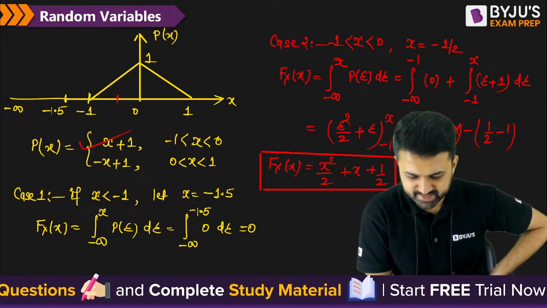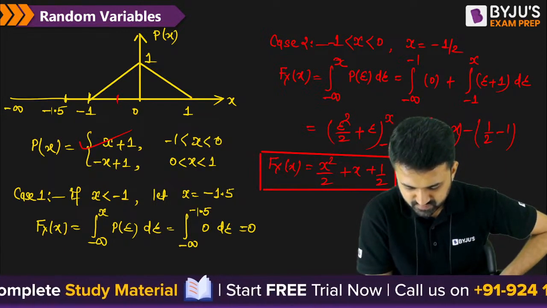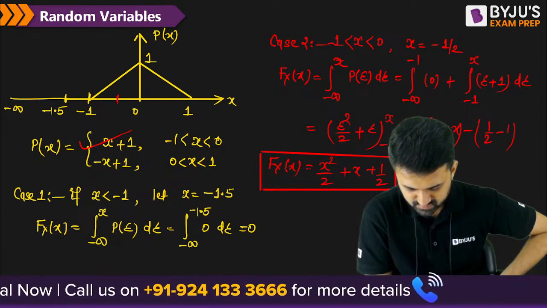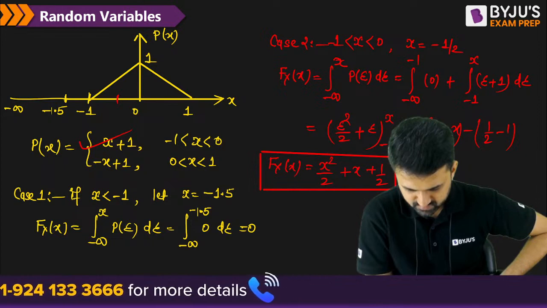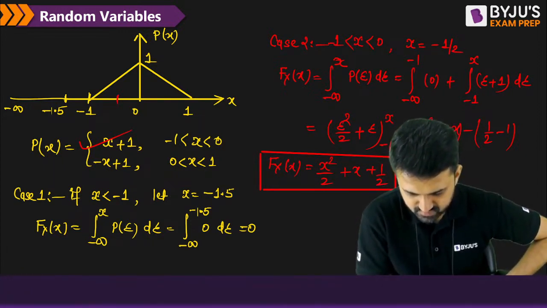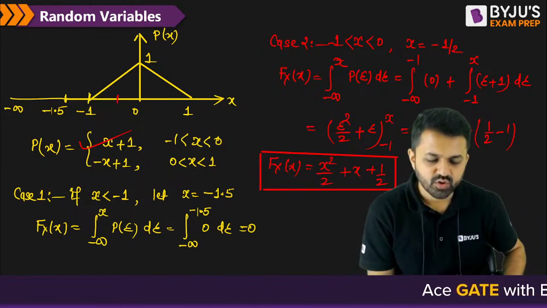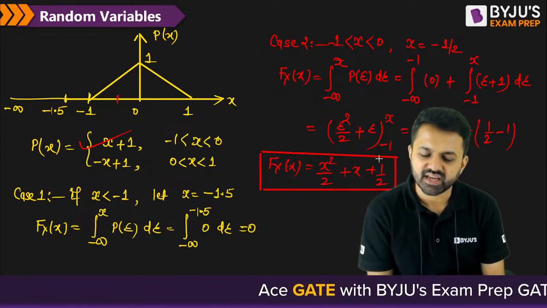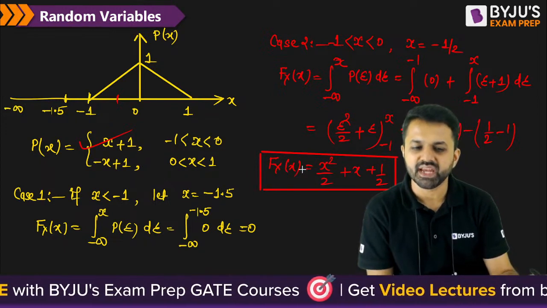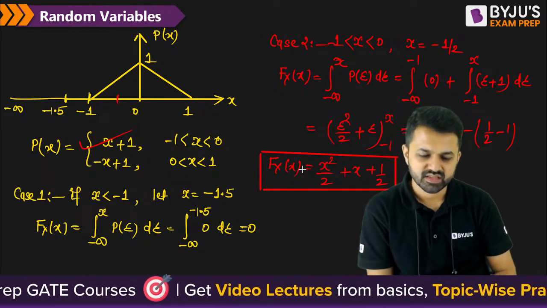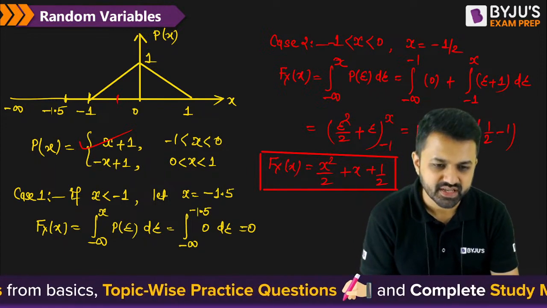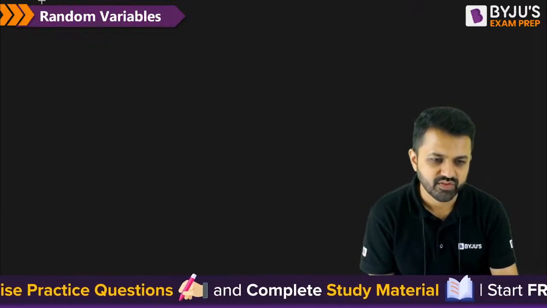Vikram, are you getting this? So you can easily see that all the terms are positive. That means this CDF will be increasing. This will be increasing. So how will we make the graph?